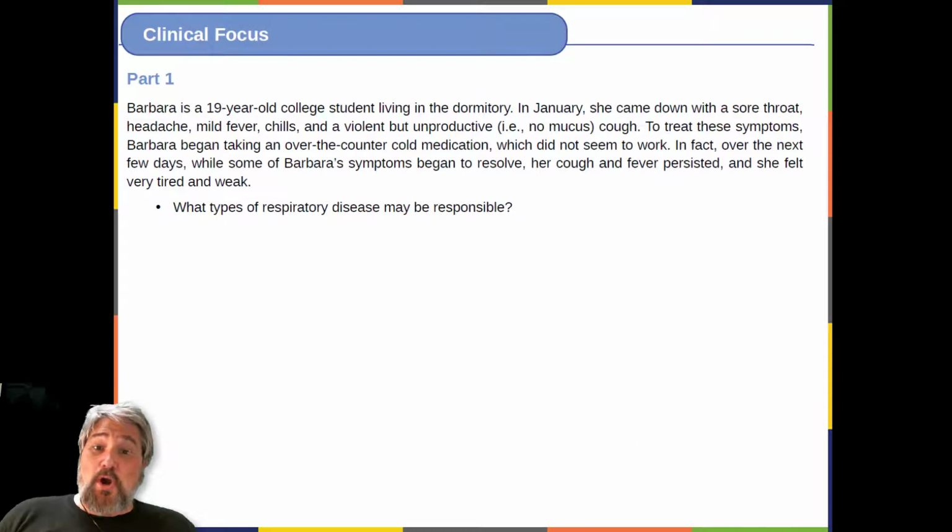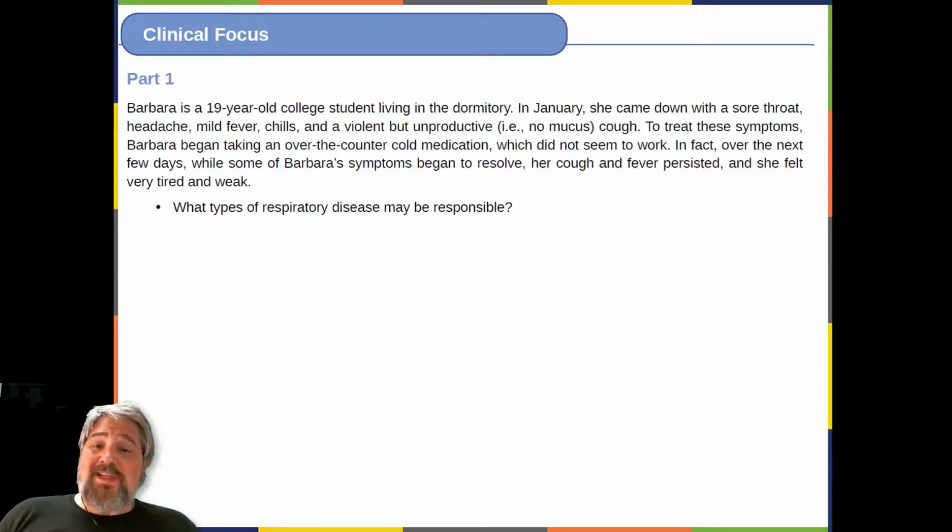Clinical focus, Part 1. Barbara is a 19-year-old college student living in the dormitory. In January, she came down with a sore throat, headache, mild fever, chills, and a violent but unproductive, no mucus, cough. To treat these symptoms, Barbara began taking an over-the-counter cold medication, which did not seem to work.